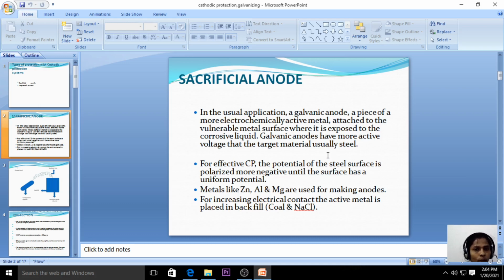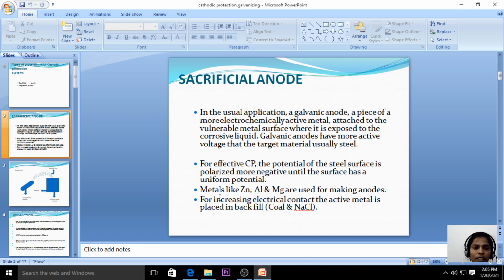So generally we are protecting steel materials. Steel acts as the base metal here. The base metal is converted to cathode by coating with the highly active metal. So here steel is coated with, or connected to, the highly active metal. For effective cathodic protection, the potential of the steel surface is polarized more negative until the surface has a uniform potential.